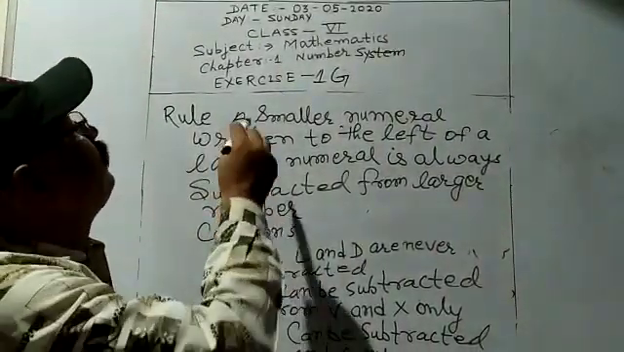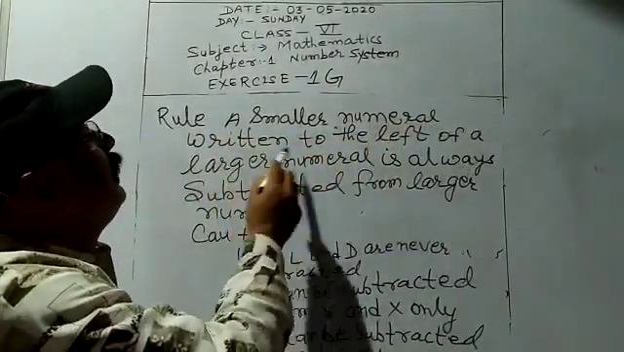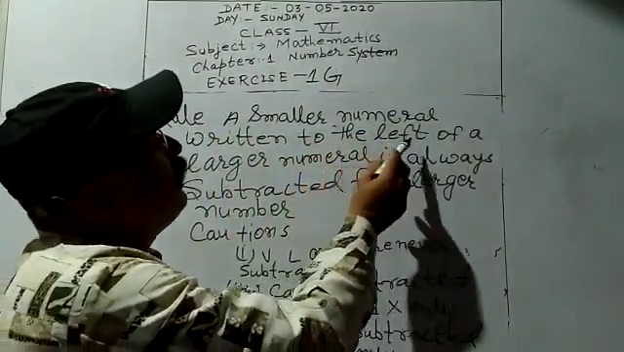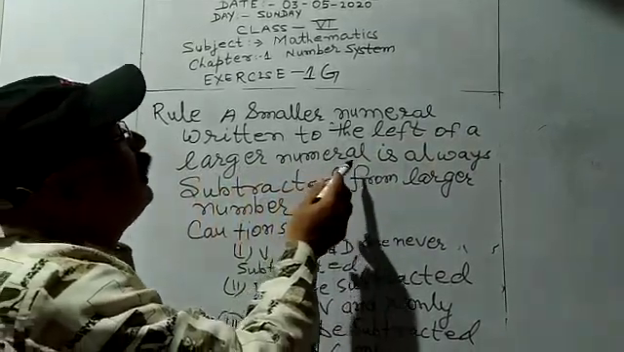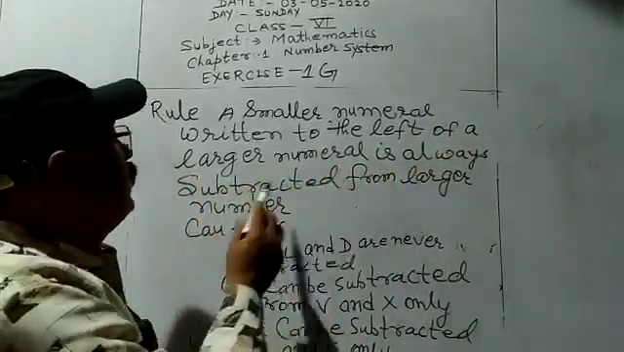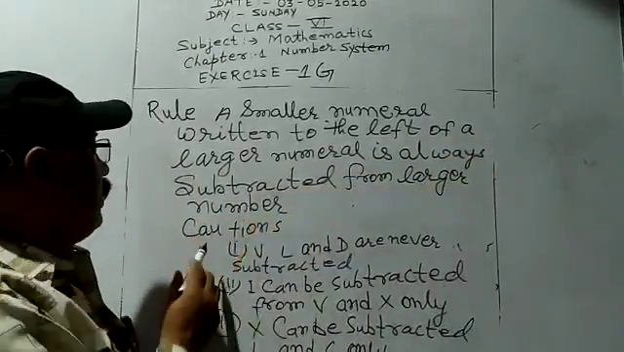Rule: a smaller numeral written to the left of a larger numeral is always subtracted from the larger number.